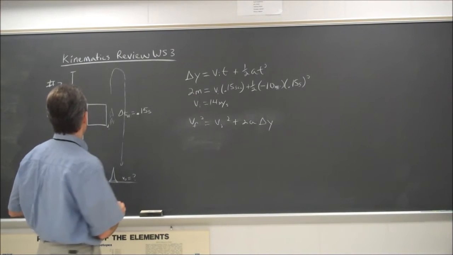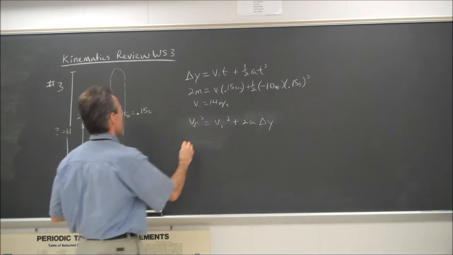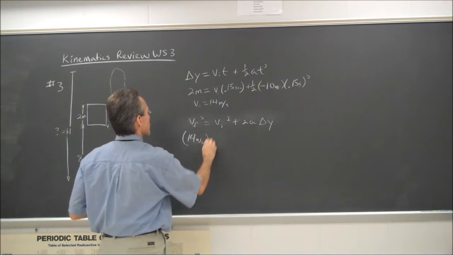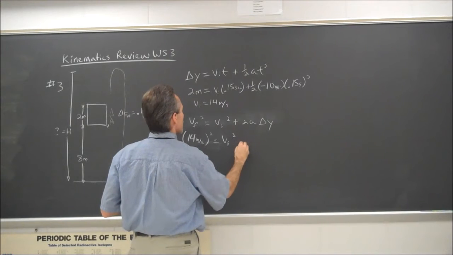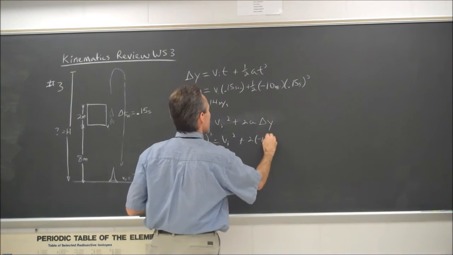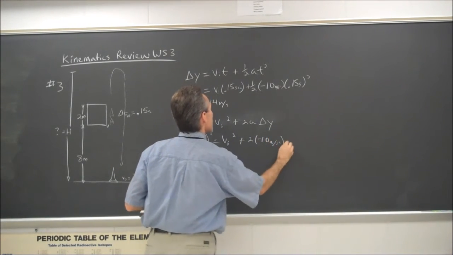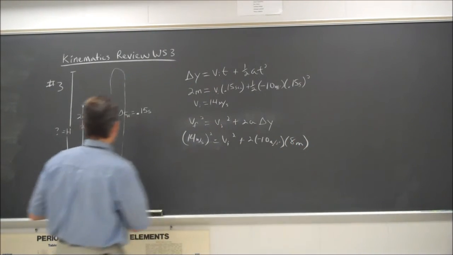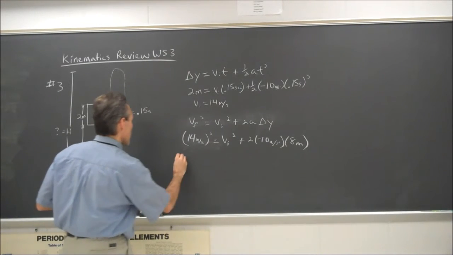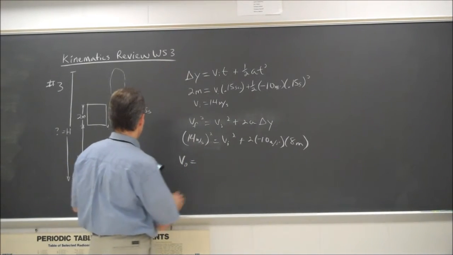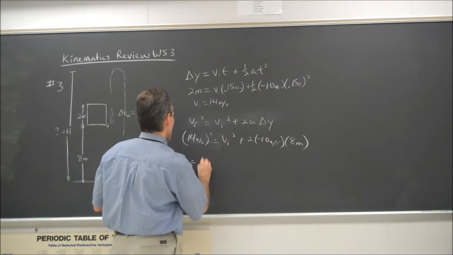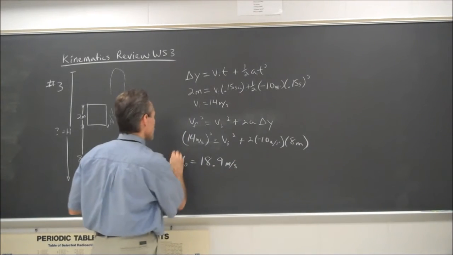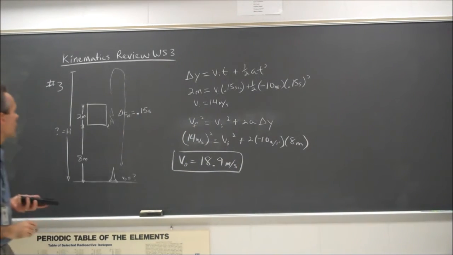So VF would be equal to the 14 meters per second. That's what we just found. VI is what we're trying to find, plus 2 times negative 10 meters per second squared times the 8 meters. So I get an initial velocity down here, or what I call V0, as being at the origin, 18.9, when I solve this equation, 18.9 meters per second, which is one of the questions.